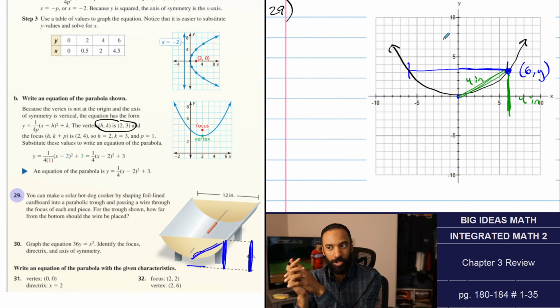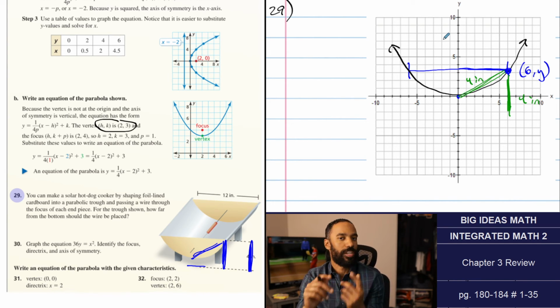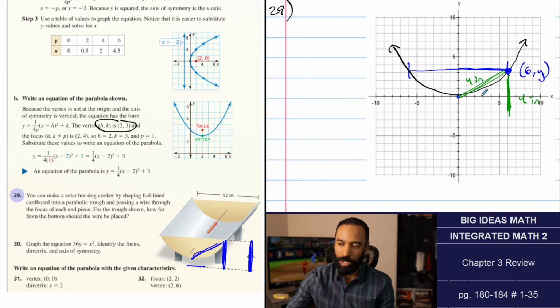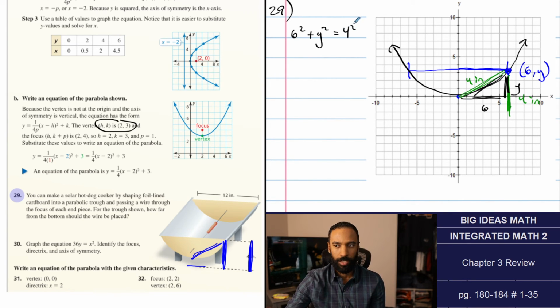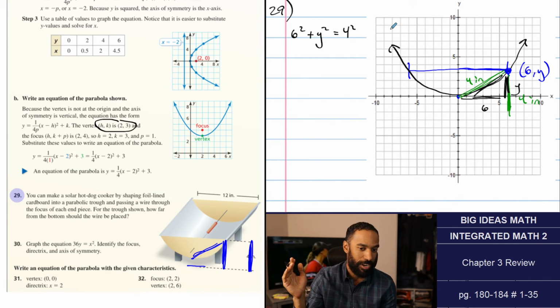But in order to do this, I'm going to figure out what my equation is, to then figure out what my stretch factor is, to then figure out what P is, to figure out where my focus is. So I need this distance here, 6 squared plus y squared, to equal 4 squared. This is 6, this is y, that's 4. So I need 6 squared plus y squared to equal 4 squared. I hope I'm envisioning this problem correctly. How can 6 squared plus y squared equal 4 squared? That doesn't make any sense at all. Y could be a negative number, but it's not.